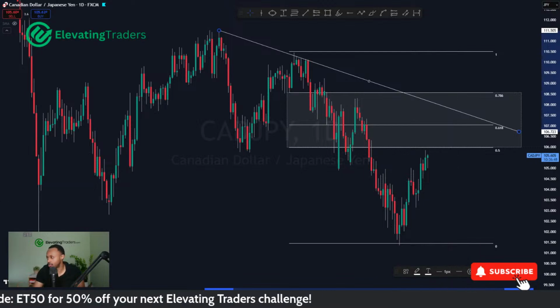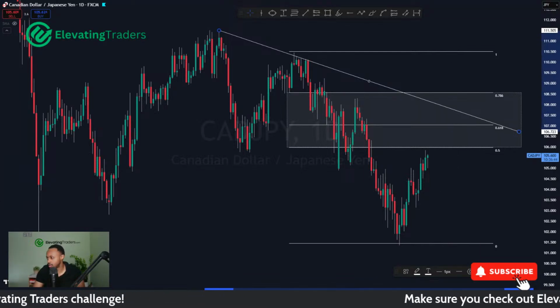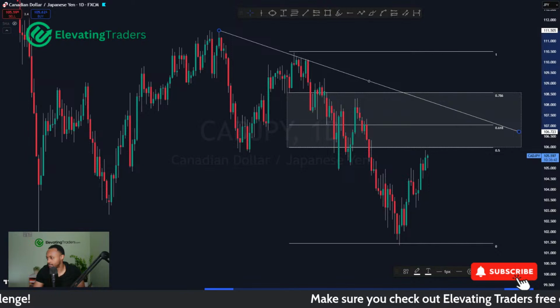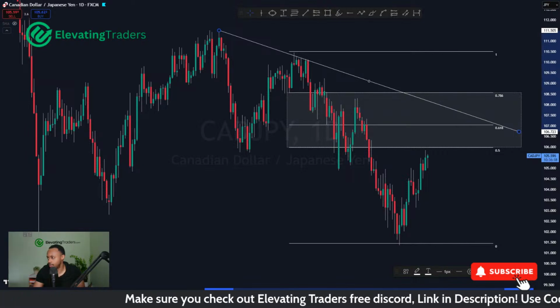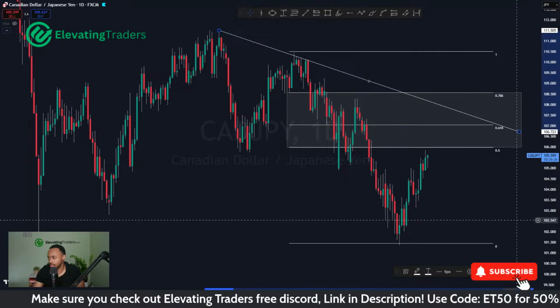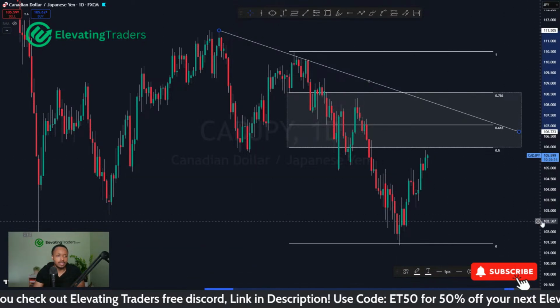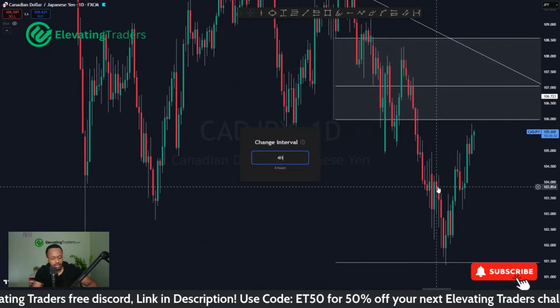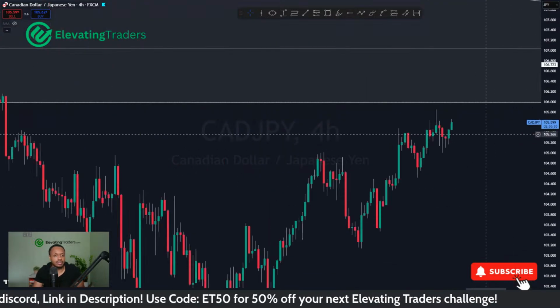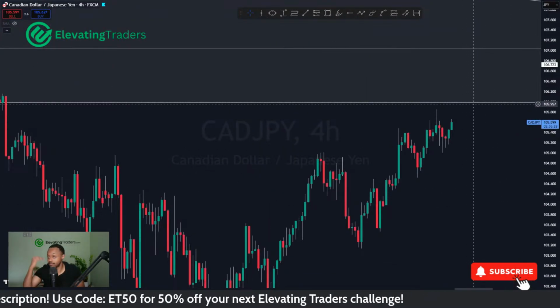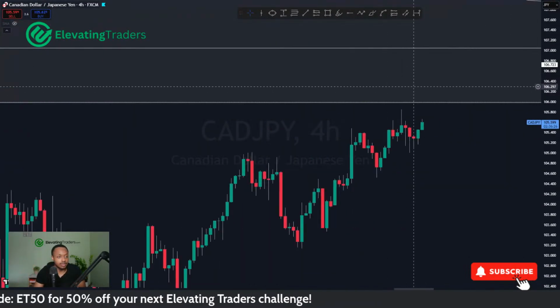I think you said you're looking for a short-term play. Himanshu, where's your message? Okay, there it is. CAD yen short-term buy from 105.27, TP 106. Yeah, I think that looks pretty likely, to be honest. 106 is roughly the territory I'm expecting price to go and hit anyway.